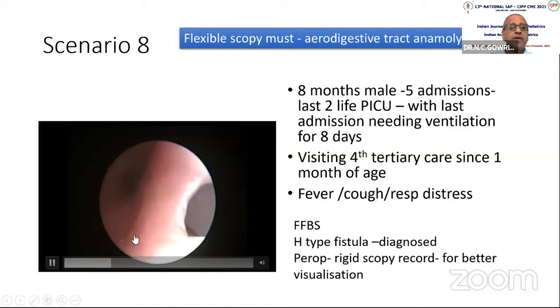You see the esophagus on the left side. You see this opening through which you see a tube. This is the endotracheal tube. Just before they opened up the surgery, they opened up for TEF surgery. So this is how a TEF looks.